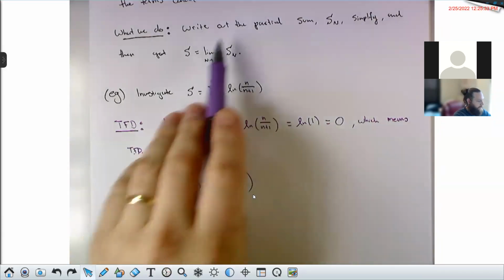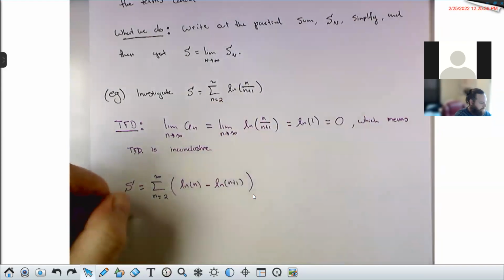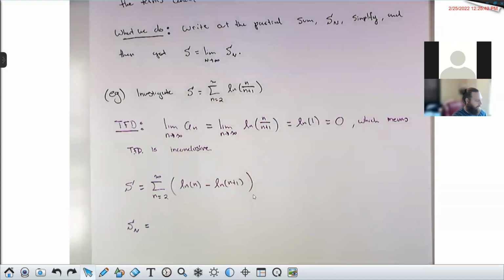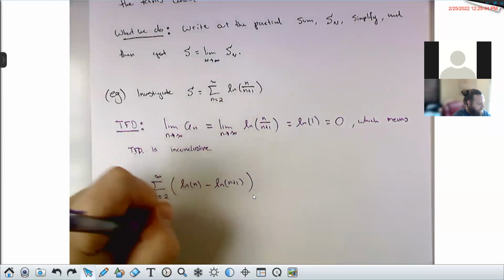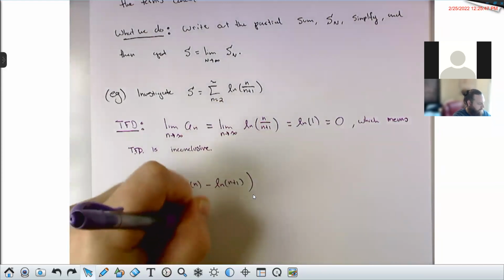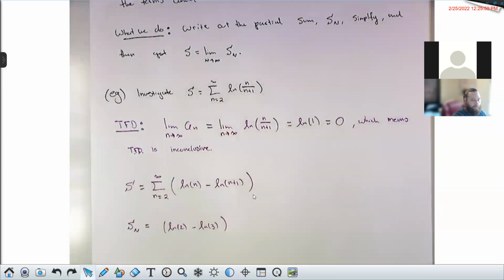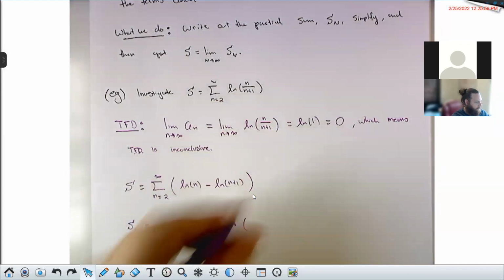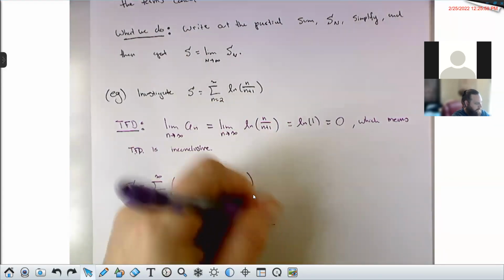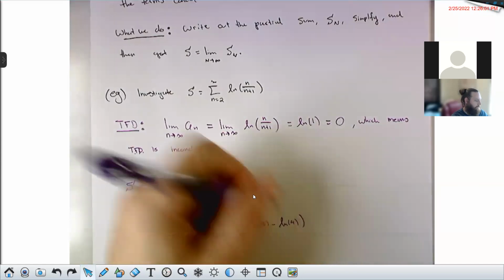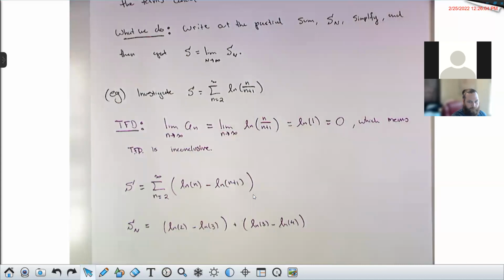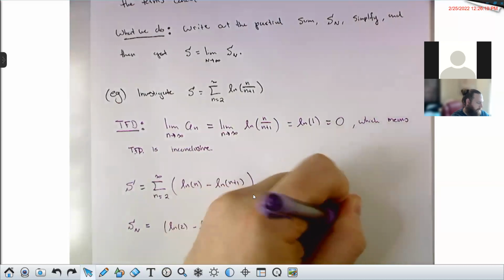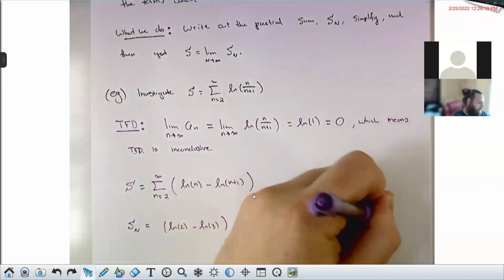So now we're going to write out the partial sum. If I plug in 2 for n here, I get the natural log of 2 minus the natural log of 3. If I plug in 3 for n, the next term of this series would be the natural log of 3 minus the natural log of 4. If I plug in 4 for this series, I get the natural log of 4 minus the natural log of 5. Plus dot, dot, dot.